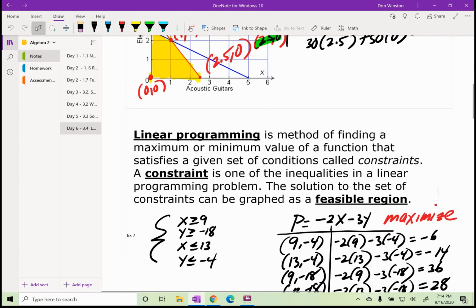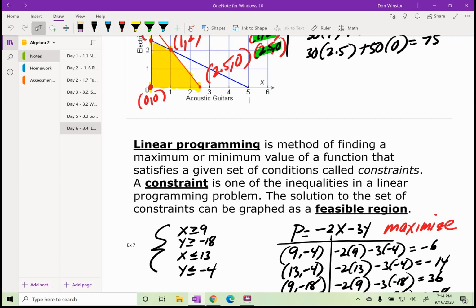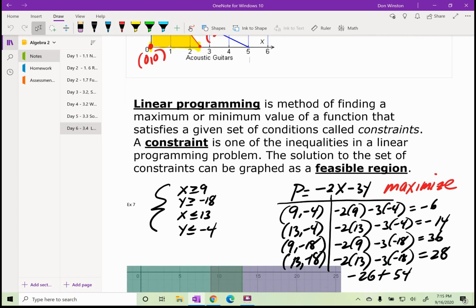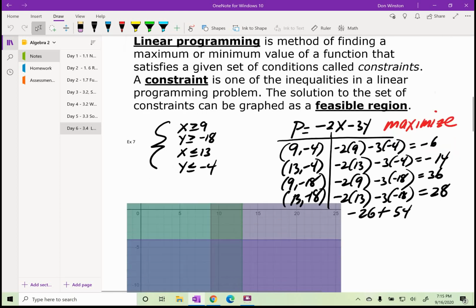So let's look at here. So what is linear programming? Linear programming is a method of finding a maximum or minimum value of a function that satisfies a given set of conditions called constraints. A constraint is one of the inequalities in a linear programming problem. The solution to this set of constraints can be graphed as a feasible region. And then we always maximize or minimize the objective function at the corner points of that feasible region.